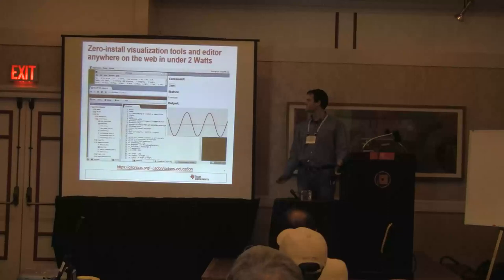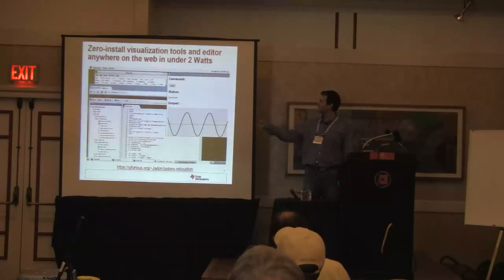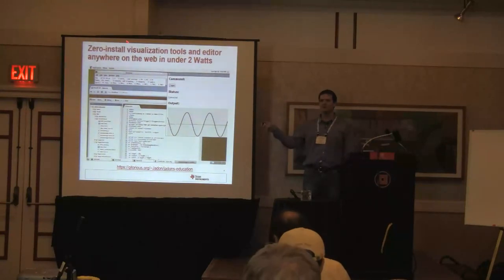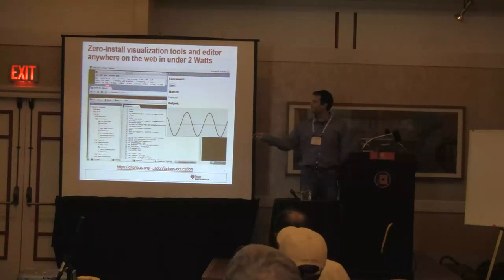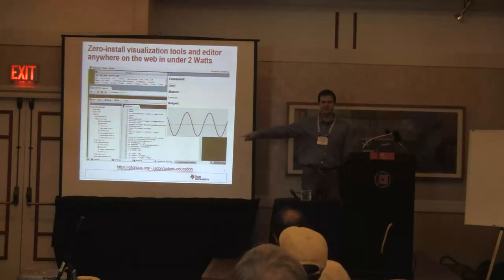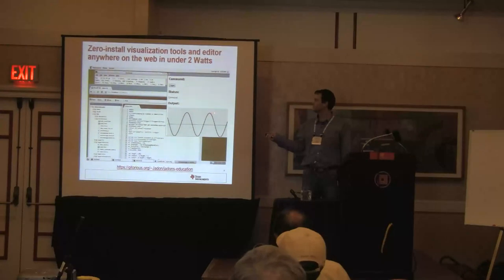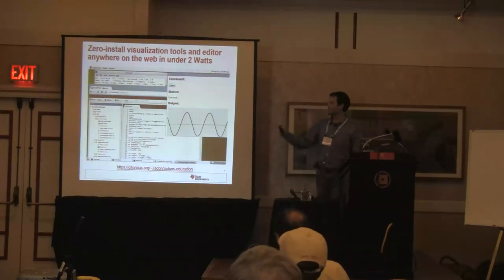All right, so this is a quick picture of it. Here's an editor. This is all running in Angstrom Linux on the BeagleBoard. I've got one browser window open where I'm doing my code editing from the browser. It could just as easily be located anywhere else because it's in a browser. One window where I'm running my application and displaying it, and it's embedded Linux under 2 watts.